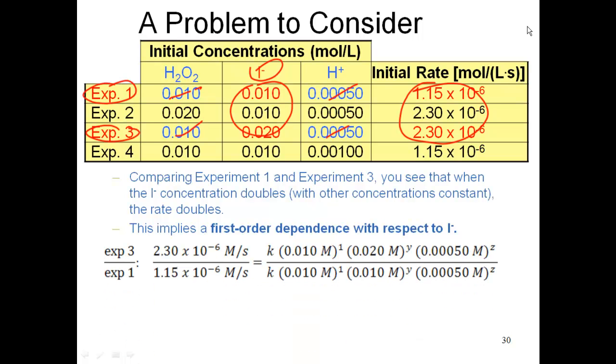Experiment 3 to experiment 1, put in the rates: 2.3 times 10 to the minus 6 over 1.15 times 10 to the minus 6 molarities per second, equals K times 0.1 molarity for my hydrogen peroxide, I minus is 0.02 versus 0.01 to the Y, and the H plus is 0.005 in both cases. What happens here is the concentrations of H plus cancel, the concentrations of I minus cancel, the K's cancel, my units cancel, leaving me with 2 equals 2 to the Y.